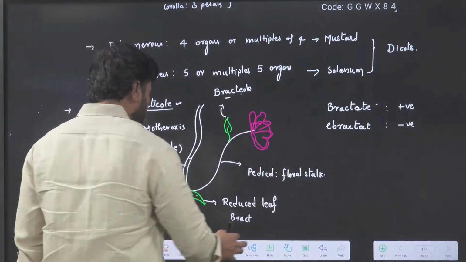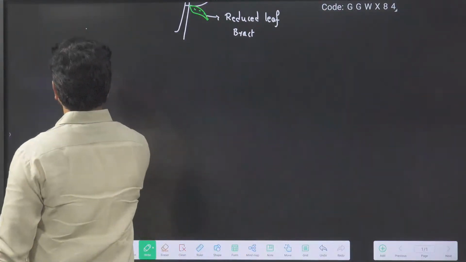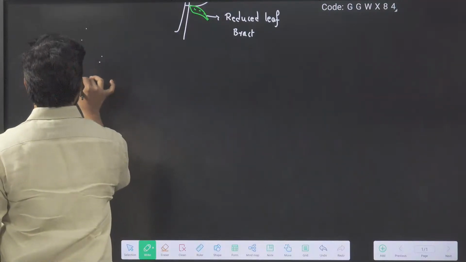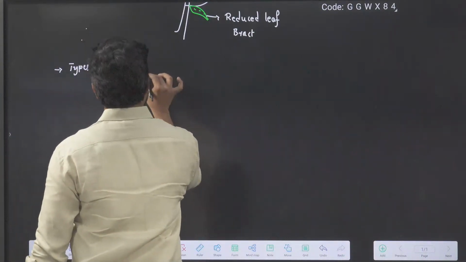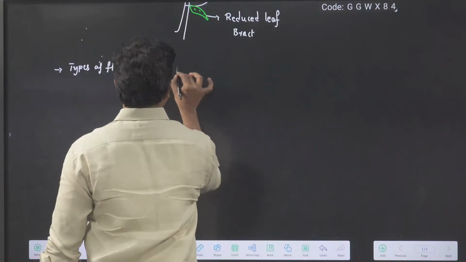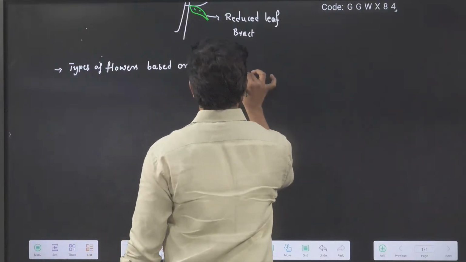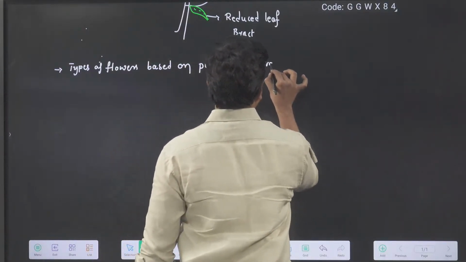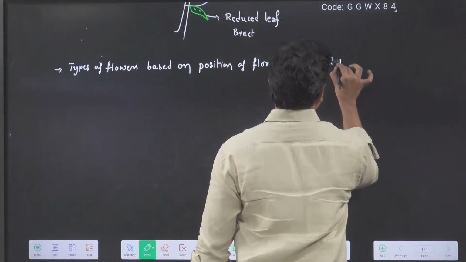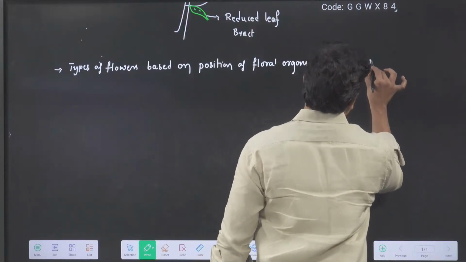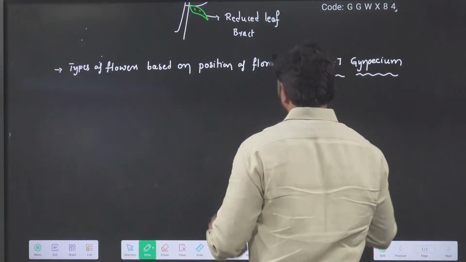Okay. Next one. Another morphological thing related to a flower: types of flowers based on the position of floral organs with respect to the gynoecium. Why are we specially talking with respect to the gynoecium?